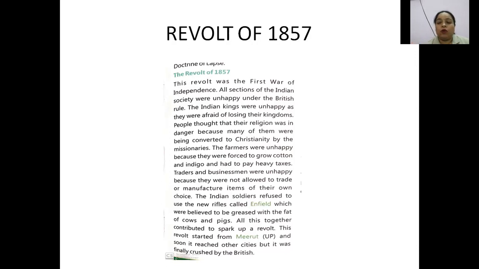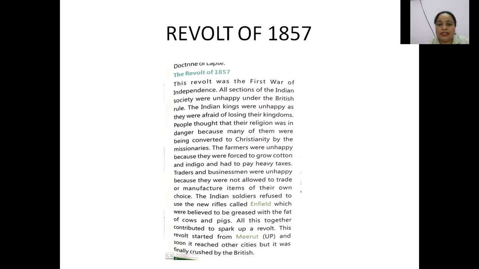This can also be called the first war of independence. All sections of Indian society were unhappy under the British rule. I've already explained this: even if you were a king, a queen, a farmer, a soldier, or making pots or anything else, every section of society did not like the British rule.